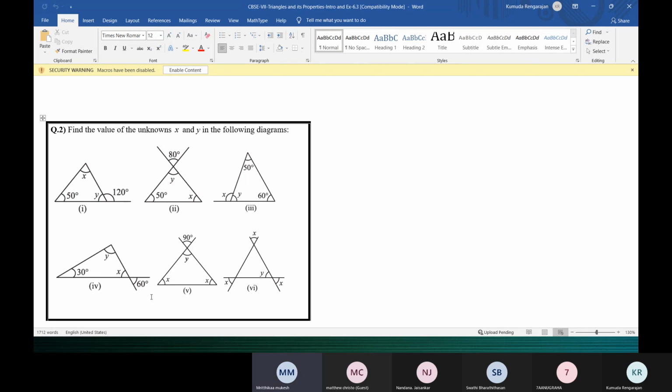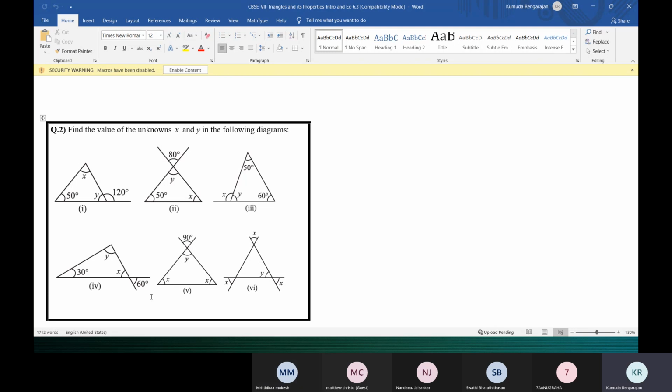Ma'am, they are equal. X and y are equal. They are vertically opposite angles and they are equal. X and y are equal angles because x is equal to y. That's what we say. Vertically opposite angles are equal. So y is nothing but x. There are two different angles, x and y, but you can use the same letter x for y also because x and y are equal.